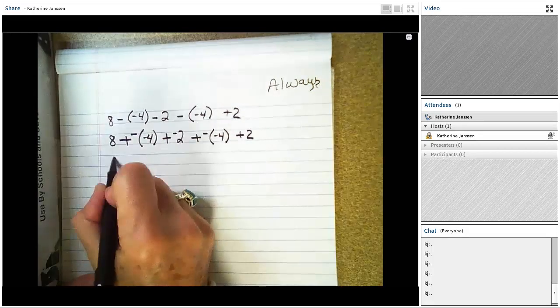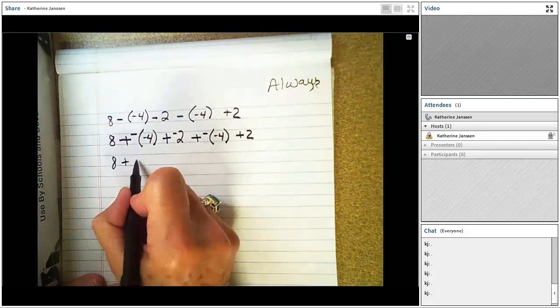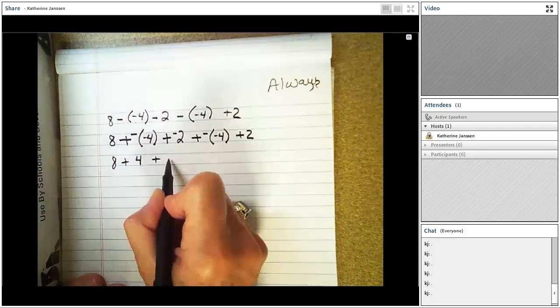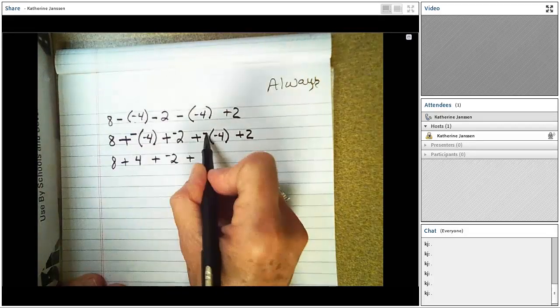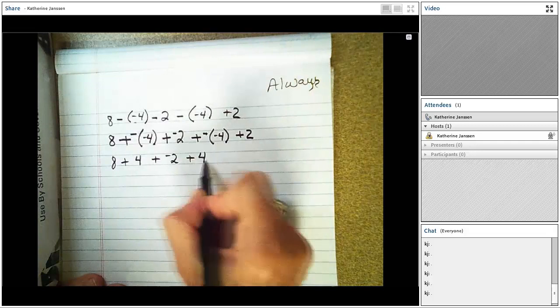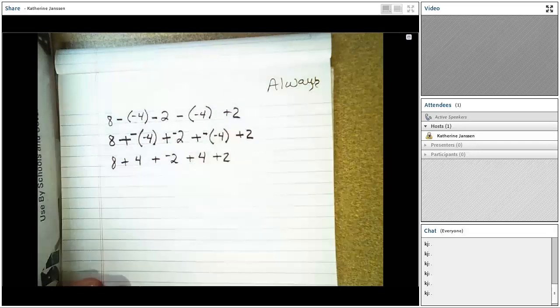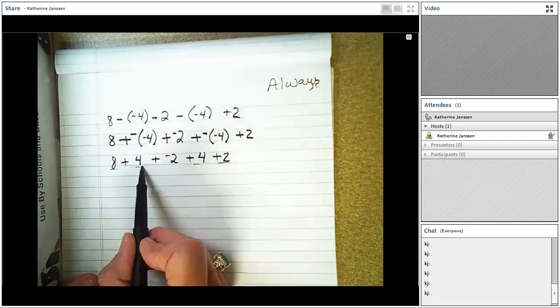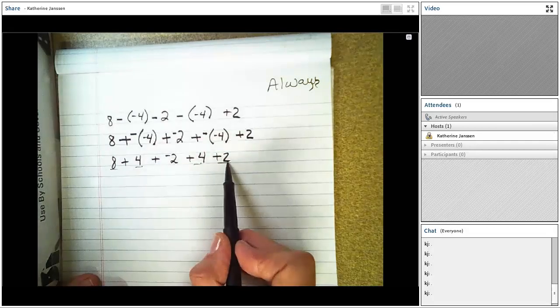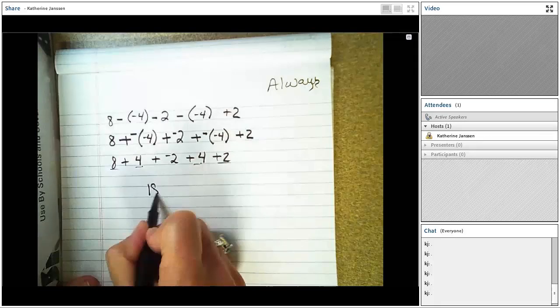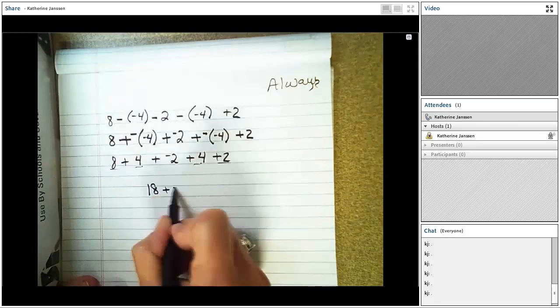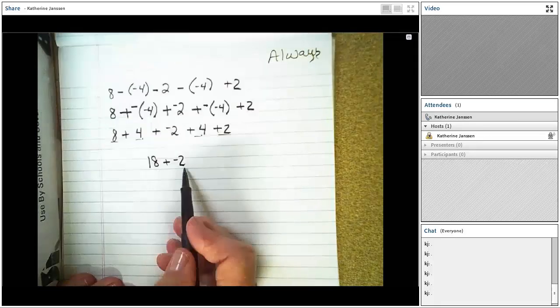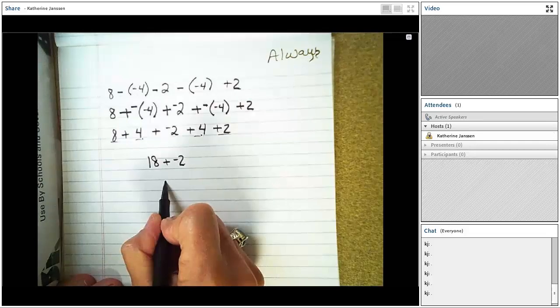This is 8 plus the opposite of a negative 4, which would be a positive 4, plus a negative 2, plus the opposite of a negative 4, which would be a positive 4, plus 2. Adding my positive numbers, I get 12, 16, 17, 18, and plus a negative 2. 18 plus negative 2 is 16.